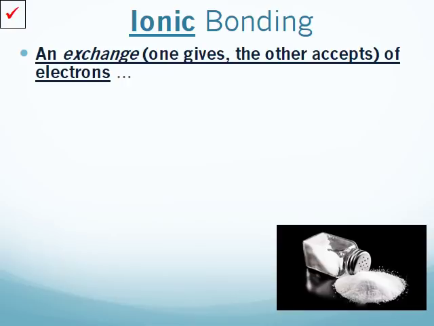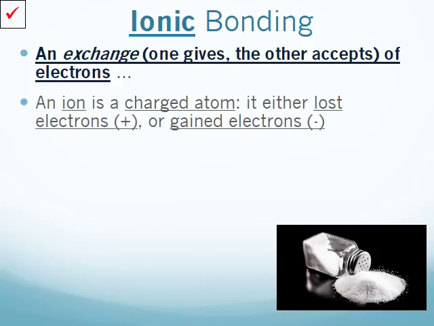Ionic bonding is an exchange, so one atom donates an electron while the other accepts an electron or a series of electrons. An ion is a charged atom. Normally protons and electrons are equal or balanced, but if you get rid of an electron, so let's say we have 2 protons and 2 electrons, and we get rid of one, now we have 2 protons and only 1 electron. We have more protons than electrons, so we have a positive charge.